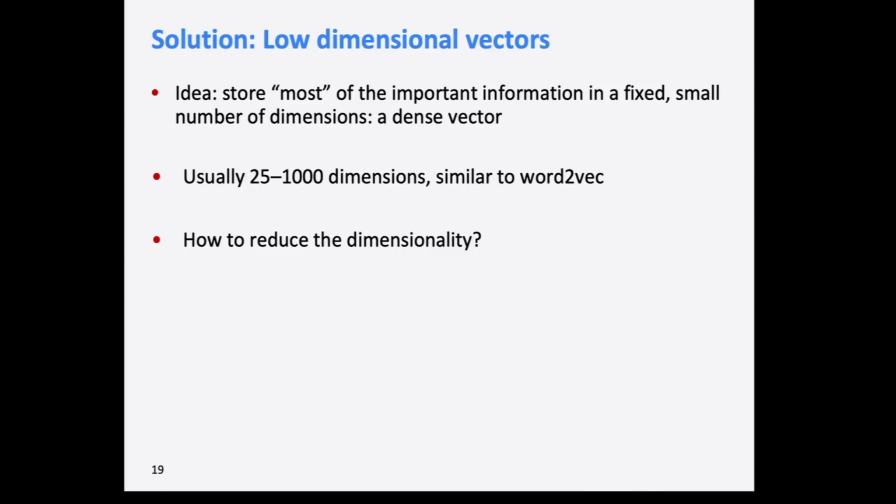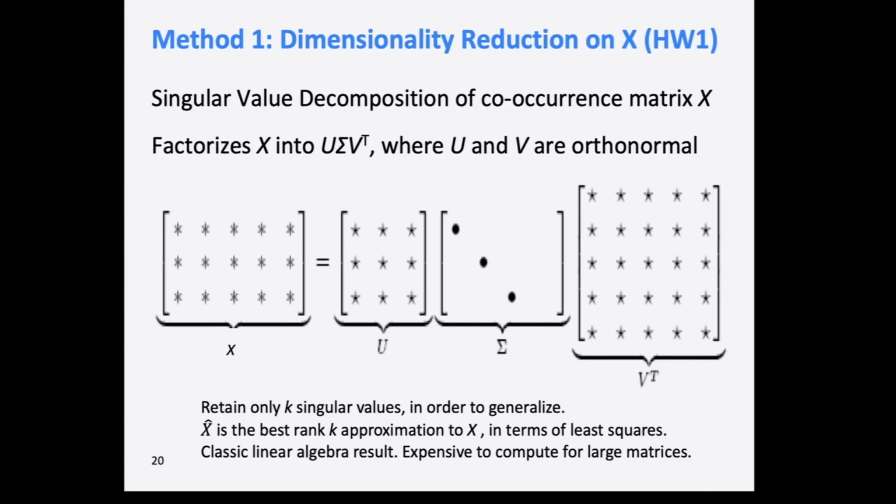And so there was a traditional answer to all of these things, which is, well, maybe we could take that big co-occurrence count matrix and somehow reduce its dimensionality, just find a corresponding low-dimensional matrix which preserves most of the information in the original matrix, and maybe reduce things to a dimensionality somewhere around the size 25 to 1,000, as is done with word2vec.